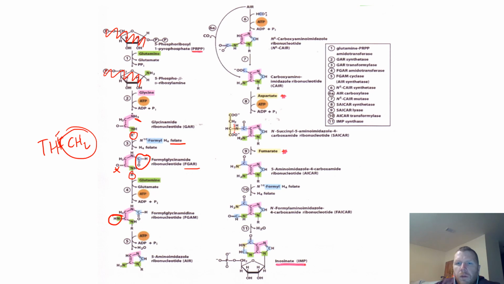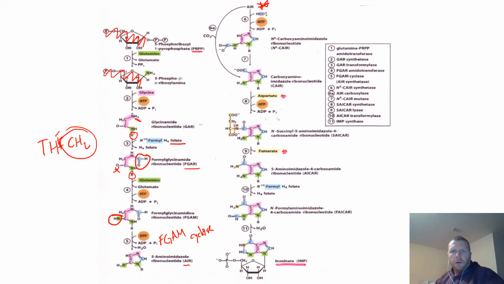Now, in our fifth step, we're going to cyclize our molecule, using the enzyme FGAM cyclase. We're closing our ring in, and of our two ring structures, this produces our first completed ring. Okay, so after that, this AIR, we're starting back up here. Now this AIR, what we have to do is use AIR carboxylase.